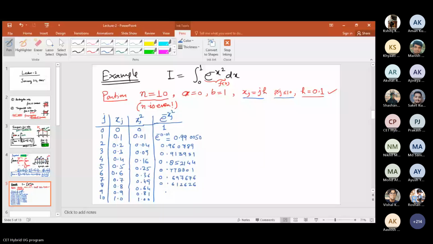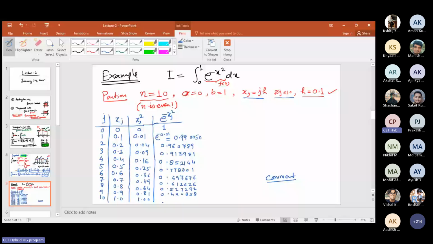So let me put a space for comment. 0.52. The next value is 0.527292. Second last value 0.444858. And the last value is e raised to power minus 1.